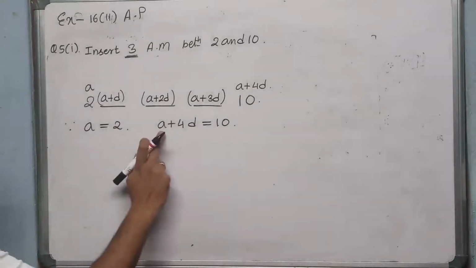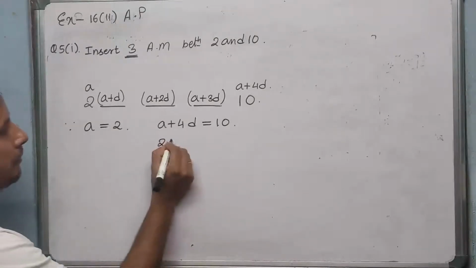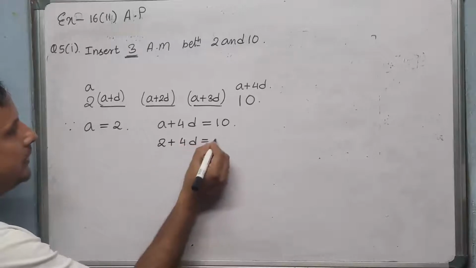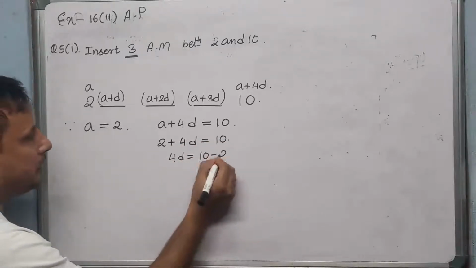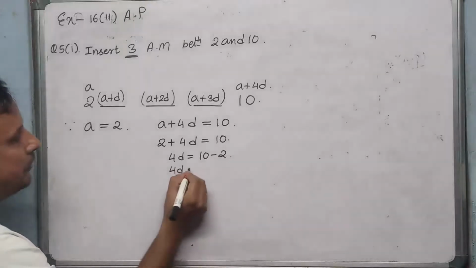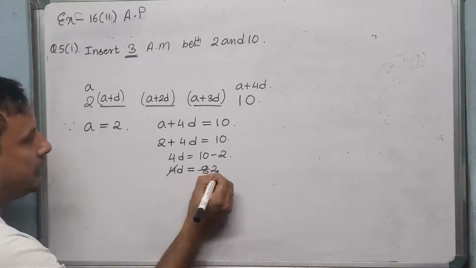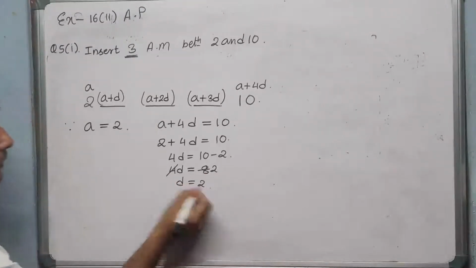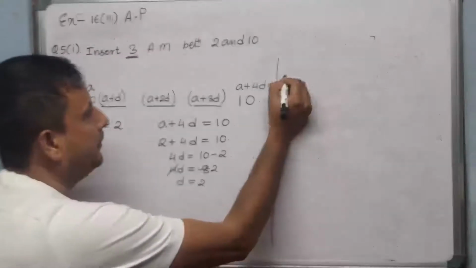Now substitute the value of a so that we can calculate the value of d. I'll substitute: 2 plus 4d equals 10. 4d is equal to 10 minus 2, which is 8. So d is 2.